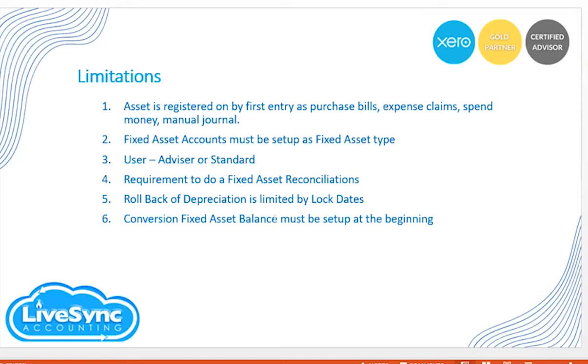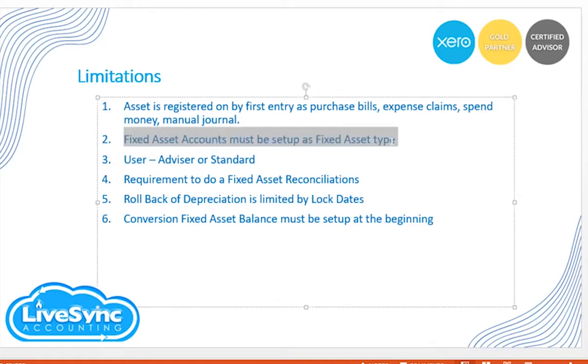So if your fixed asset register does not match with your main ledger account of the fixed asset, and then your fixed asset register is wrong and does not match, then your accumulated depreciation and the depreciation expense calculation will always be wrong. Okay, that's why you need to do a fixed asset reconciliation.